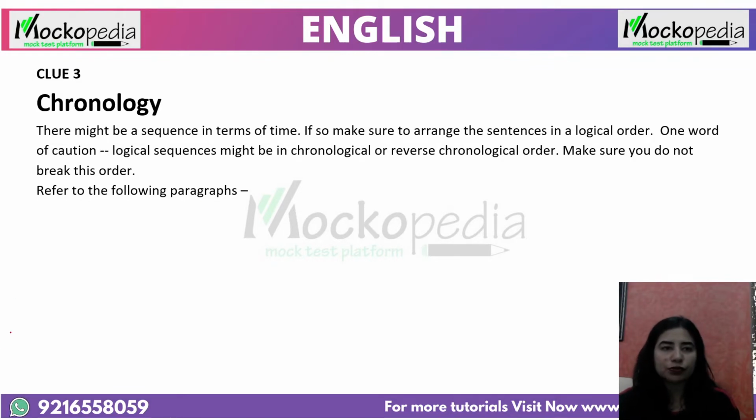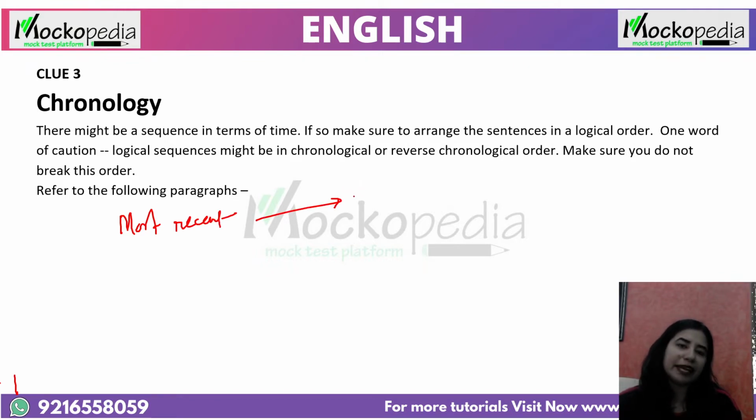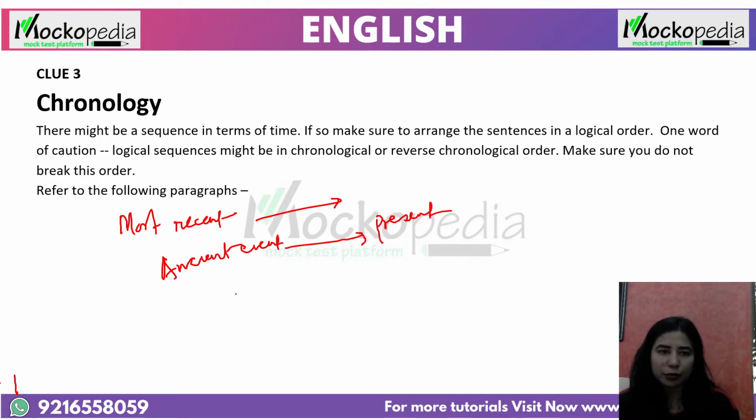Now, next is chronological order. See, chronology stands for time, right? So, there can be two ways to make a sequence. First, I talk about the event which was most recent, and then I go back to the earlier event. So, from most recent, we will go back. Or we start from the ancient event, and then we come to the present, right? So it can be both ways, present to past and past to present. So we say chronological order, one, two, three, four. This is chronological order, right?